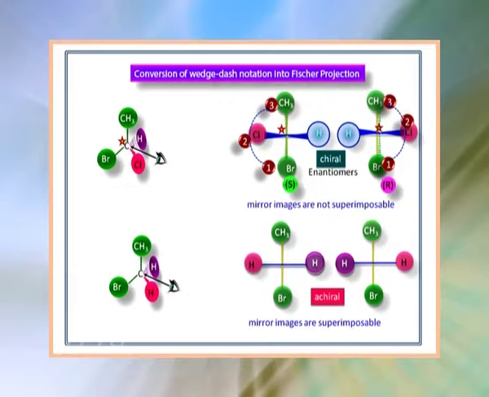The group which is placed at the bottom of the Fischer projection formula is kept below the plane of the paper and represented by broken wedge or broken line. The other three groups are placed in the same sequence as present in the Fischer projection formula.